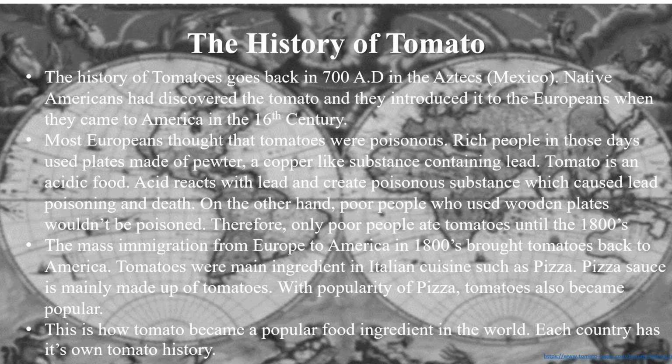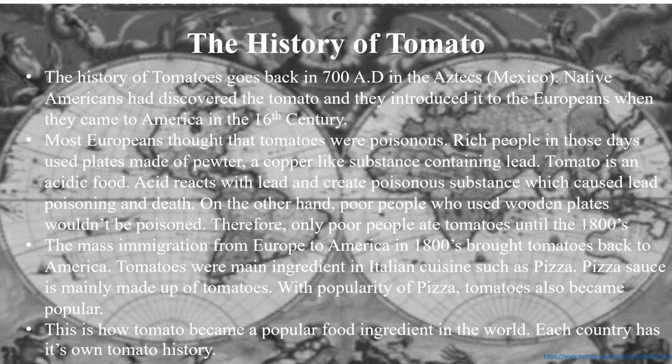The mass immigration from Europe to America in the 1800s brought tomatoes back to America. Tomatoes were a main ingredient in Italian cuisine such as pizza. Pizza sauce is mainly made up of tomatoes. With the popularity of pizza, tomatoes also became popular. This is how tomato became a popular food ingredient in the world.